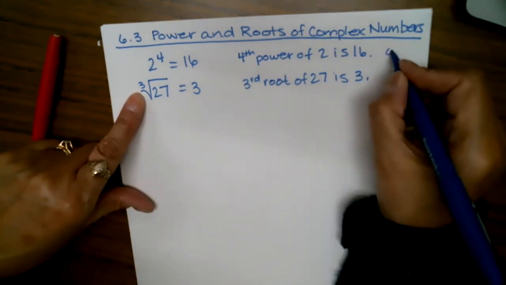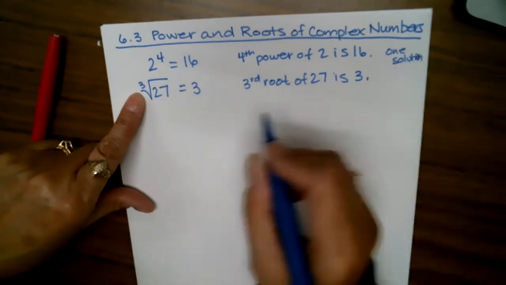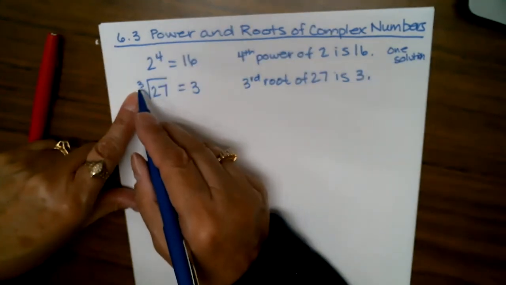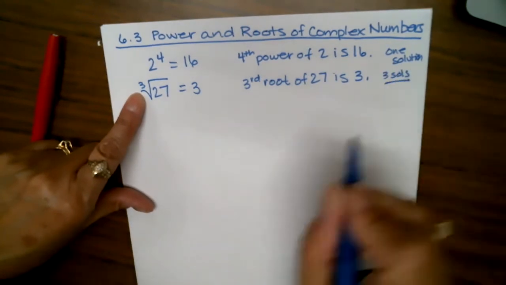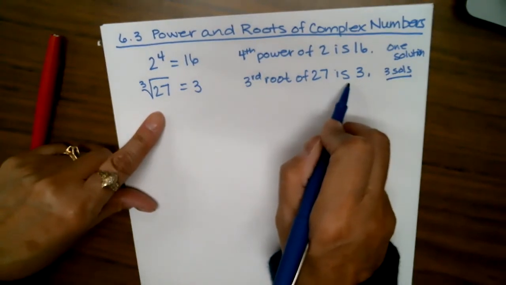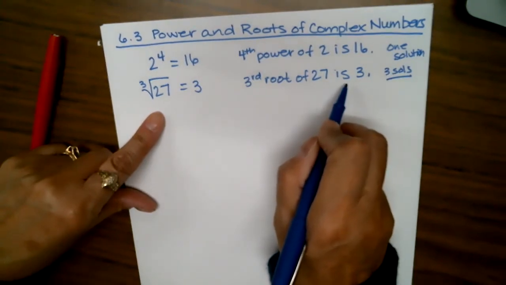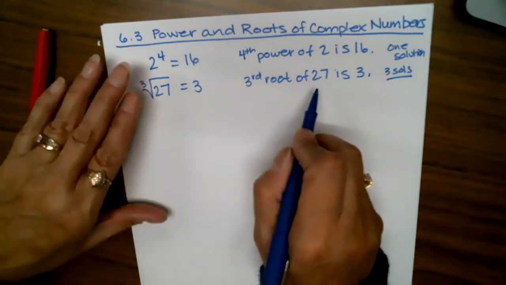For this one, there's 1 solution. For this one, it depends on what root it is. If it's the 3rd root, there's going to be 3 solutions to this. So with roots, there's more than one. A lot of times we just find the real number, and that's what you did in Algebra 2. You just found the real solution. But there are 2 more other roots. If it's the 3rd root, there should be 3 solutions.